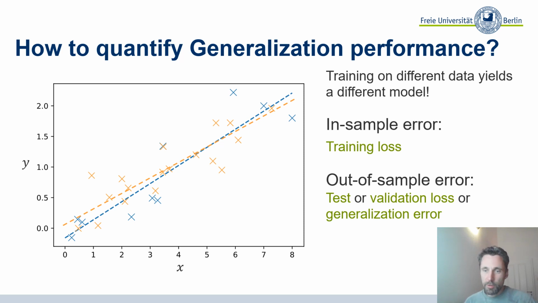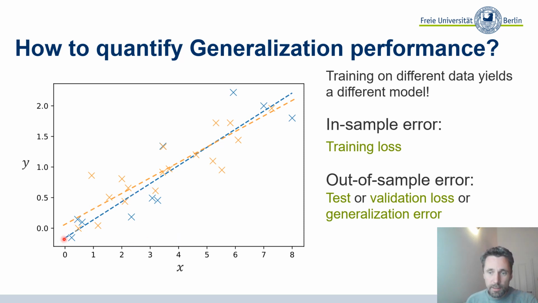So for a regression task, we can build a model, which here would be this blue line, on the training data, on the blue data. And we can compute the loss, which is minimized in training, and we often call this in-sample error because it quantifies the error of the model on the samples that we have seen.